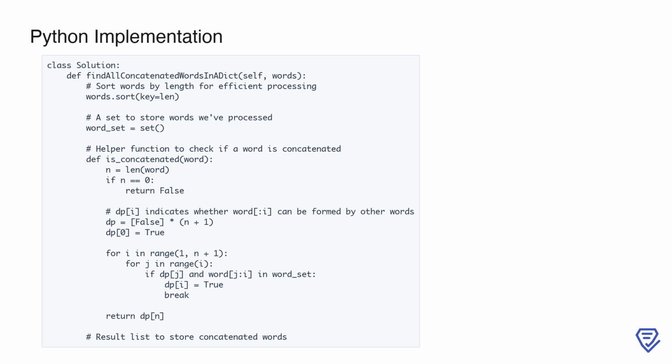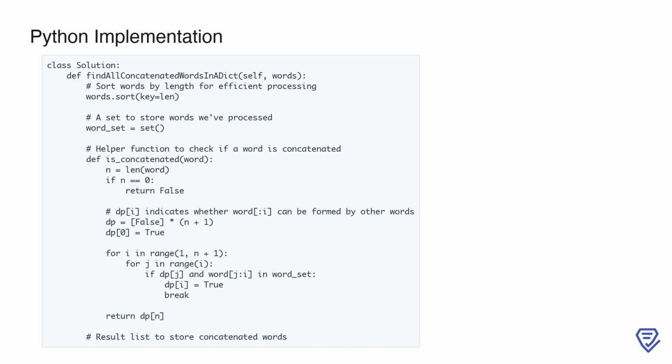Then, we define a helper function, is_concatenated, which determines whether a given word can be formed by concatenating other words from the word_set. Inside this function, we first handle the edge case where the word length is 0, returning false since an empty word cannot be concatenated. We then create a dynamic programming table, dp, where dp[i] is true if the prefix word[:i] can be constructed from the words in our set. Initially, dp[0] is set to true to signify that an empty prefix is always valid.